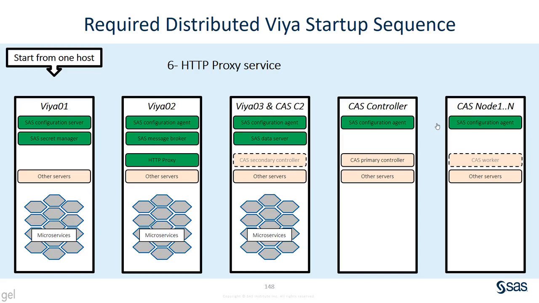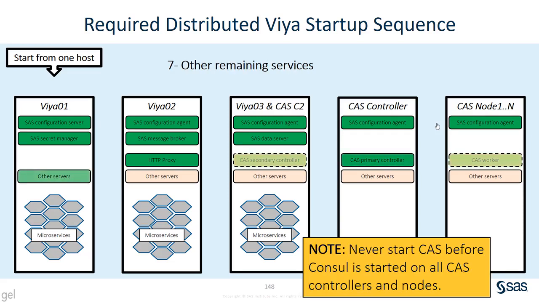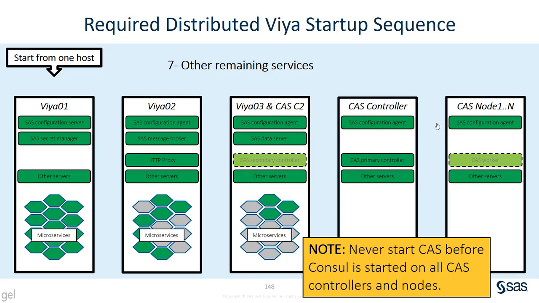In order for CAS to work, I need my proxy server to be up and running. And then finally, I can start everything else. So there's 7 things you need to be concerned with coming up in that order. Okay. So the big rule is never start CAS without console being up, because it just will not come up.